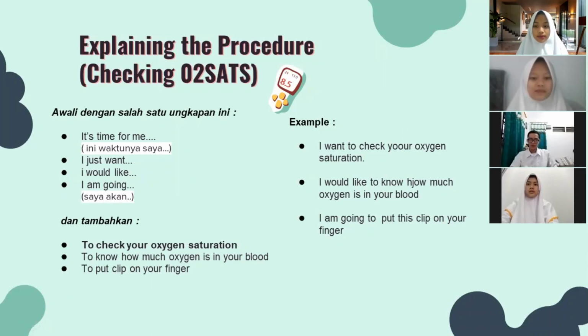You can start the intervention by using one of the expressions. The first one is, it's time for me to. The next is, I just want to, I would like to, and the last one is, I'm going to. And you can add, to check your oxygen saturation, or to know how much oxygen is in your blood, and the last one is to put this clip on your finger. For example, first one, I want to check your oxygen saturation. The next one, I would like to know how much oxygen is in your blood. And the last one, I'm going to put this clip on your finger.